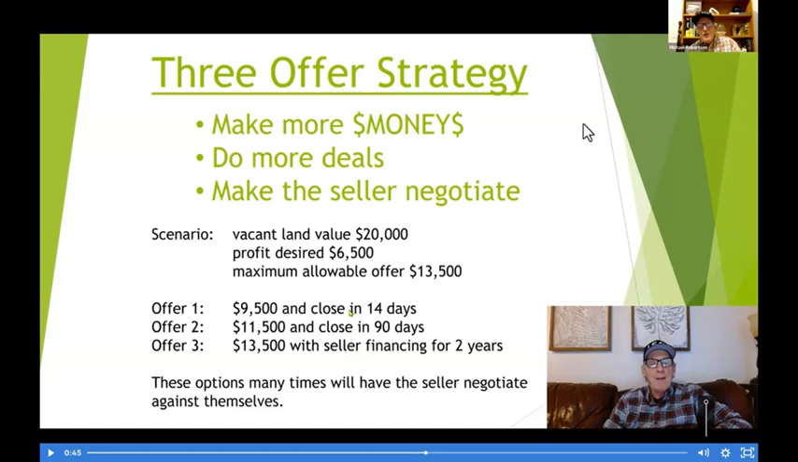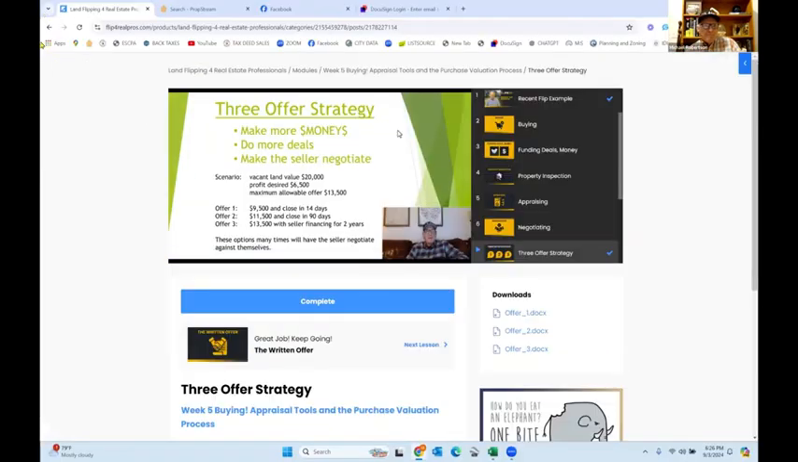Typically they migrate to the lowest one. These options many times will have the seller negotiating against themselves. So that three-offer technique works out very well.